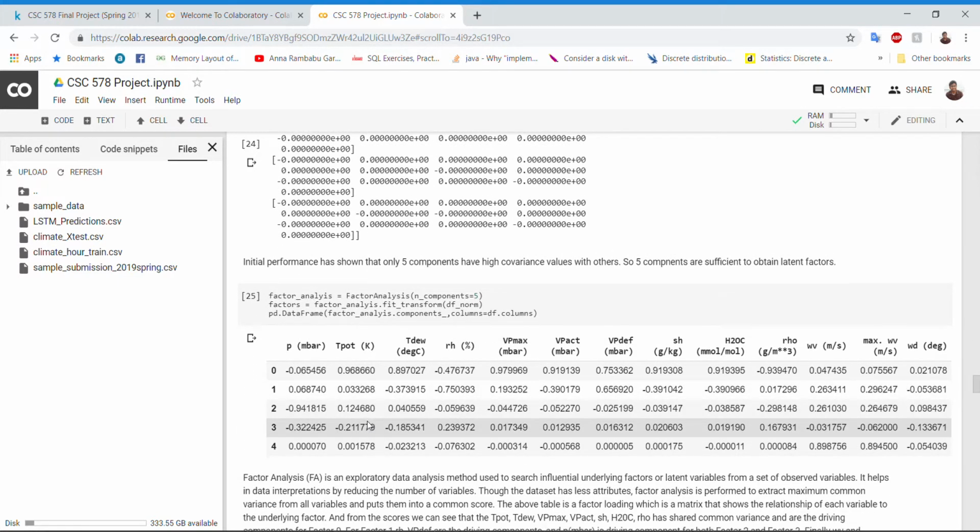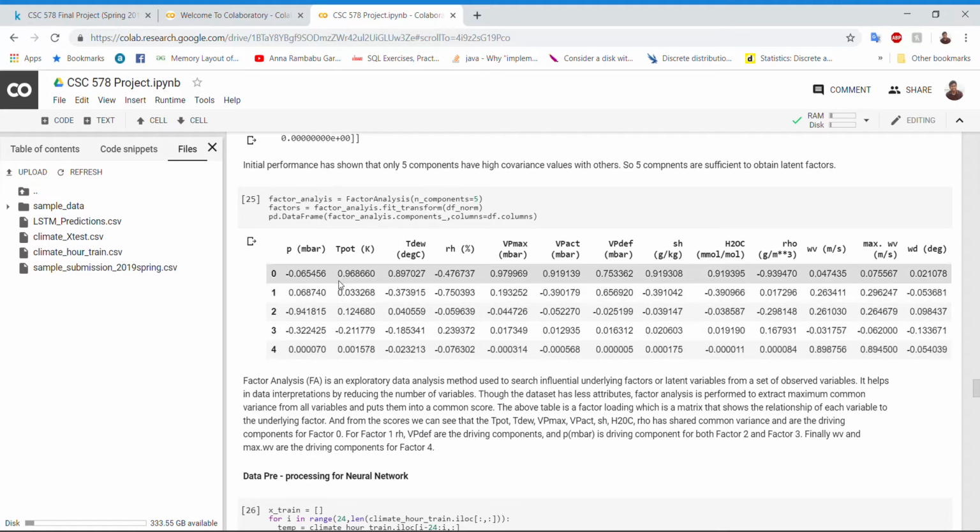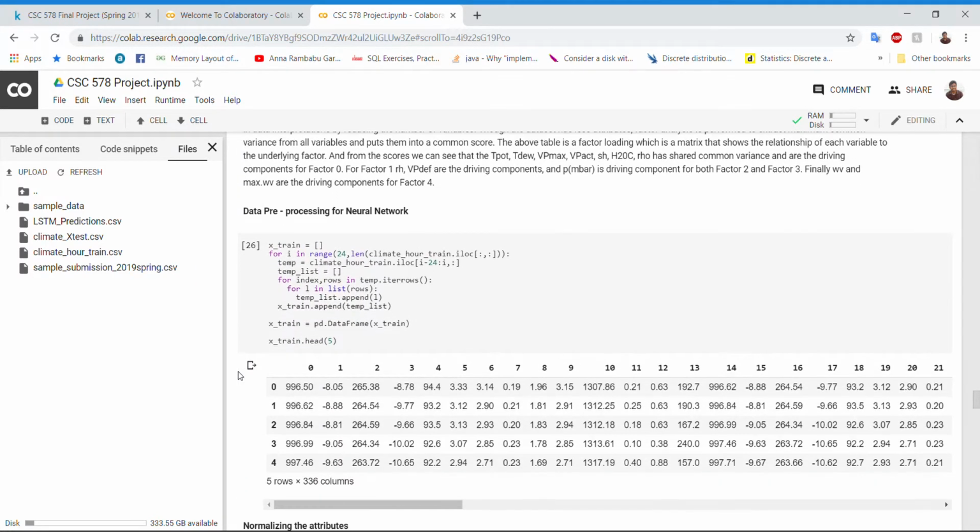And here also we can see that all of the loadings are the correlation between the factors and the original attributes. The components which are having high correlation with the factors are the driving components, and that's why here we can see T pot, TD, VP max, VP act and H2OC are having high correlation with factor 0. So these are the driving components, and this indicates that all of these attributes share some covariance, and that's why I needed the factor analysis to find that.